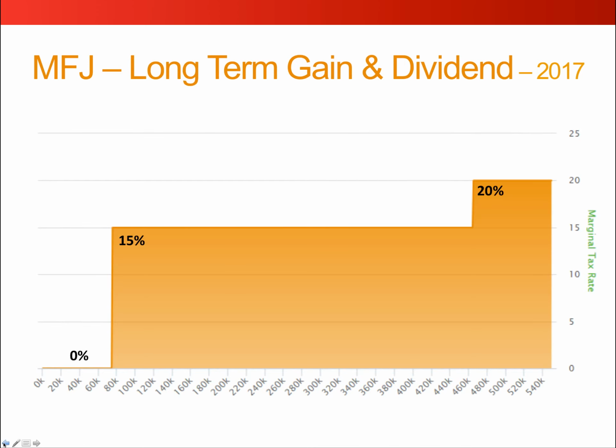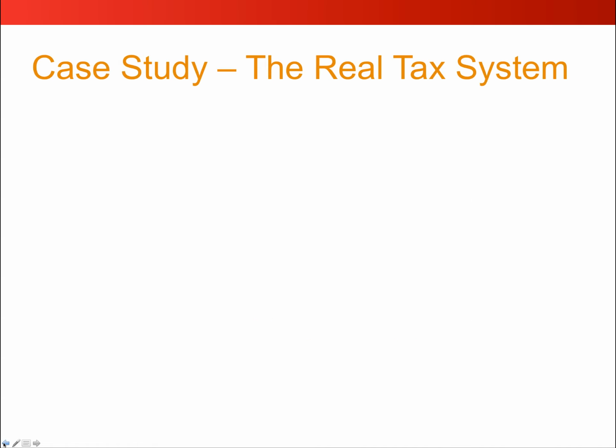And here is the tax map for capital gains and dividends. Notice the 0% all the way to $75,000. Let's do a quick study here. So we have effective rates.